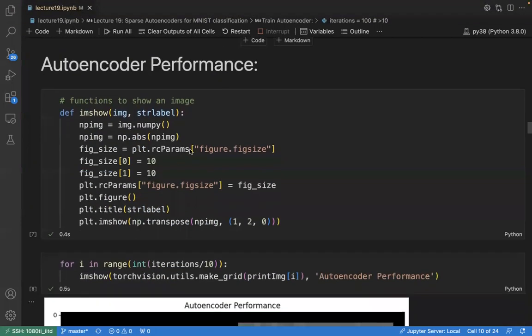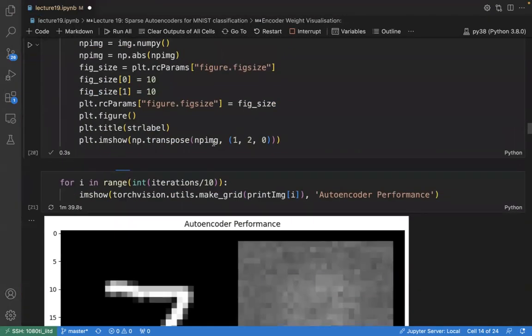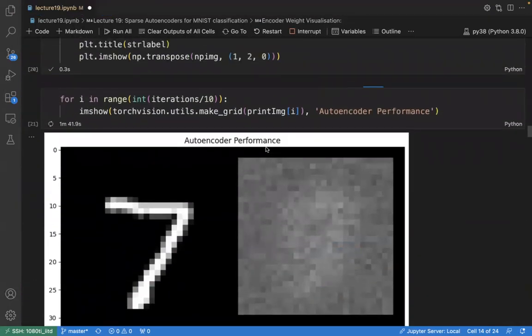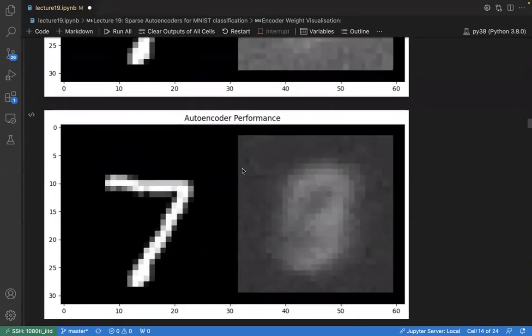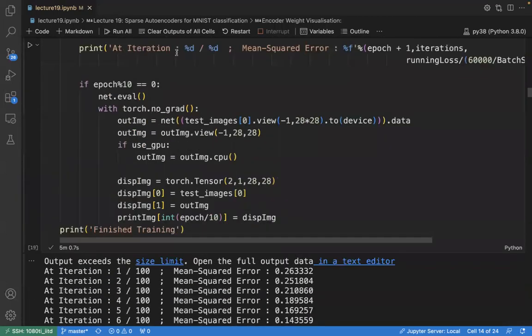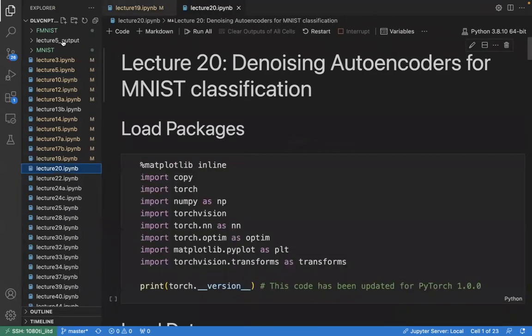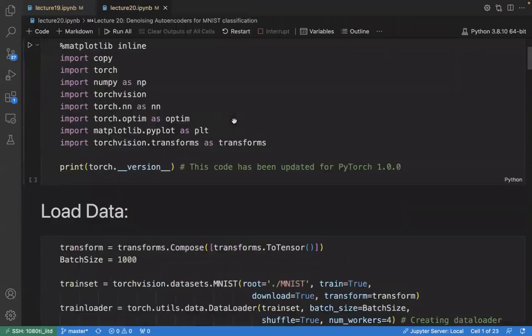Okay, the training has been finished. Let's see how it looks. I guess there is no improvement. Maybe this notebook is not that good. They haven't fine-tuned it properly. Anyway, let's move to the next notebook.